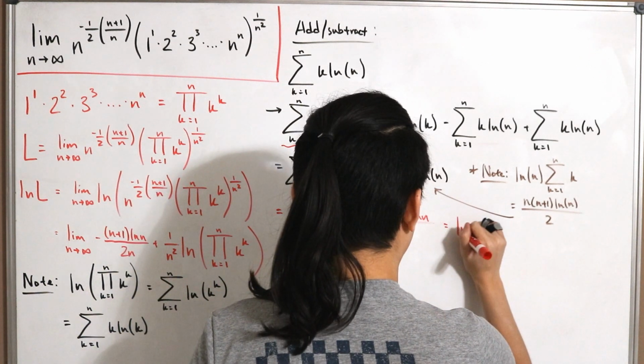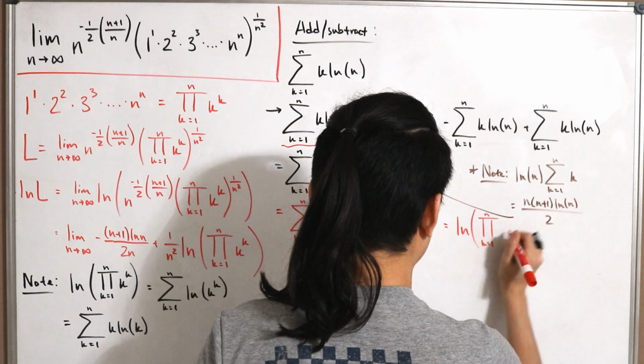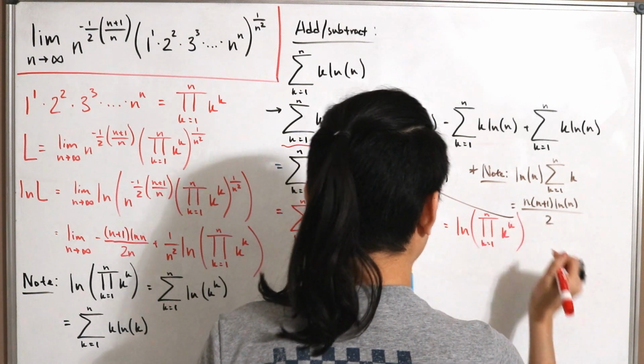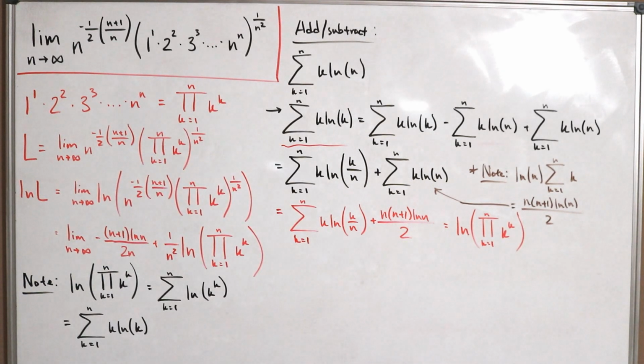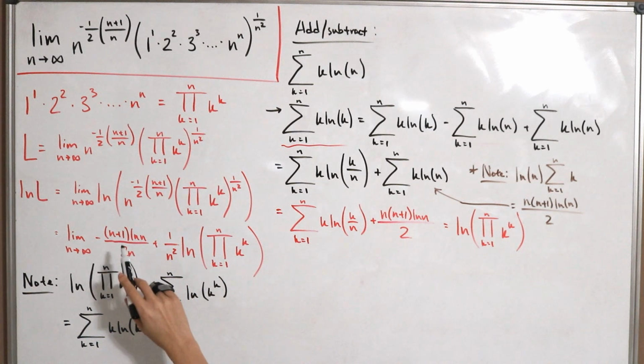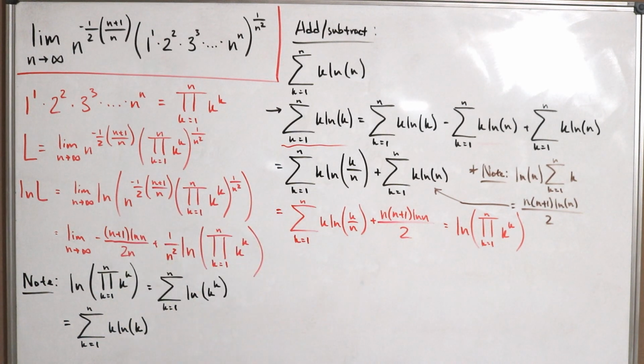Then we put that back as the natural log of the product from k equals 1 to n of k to the power k. Now let me fix this arrow over here. So now after all this, we can just plug this back into everything that we just simplified specifically for the product series.